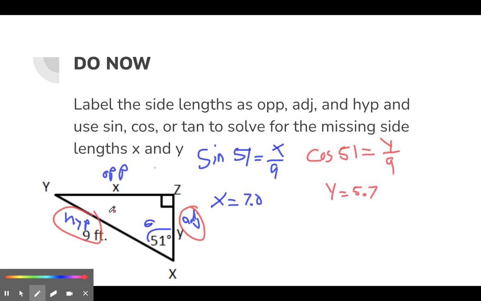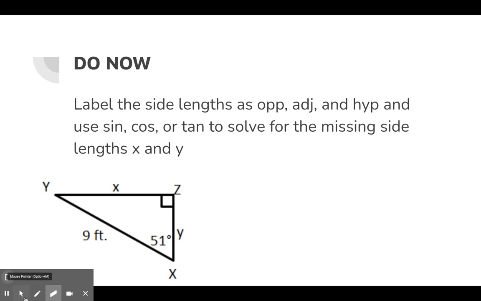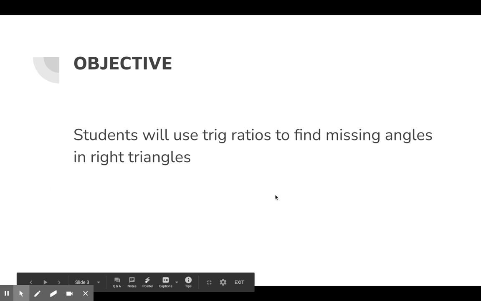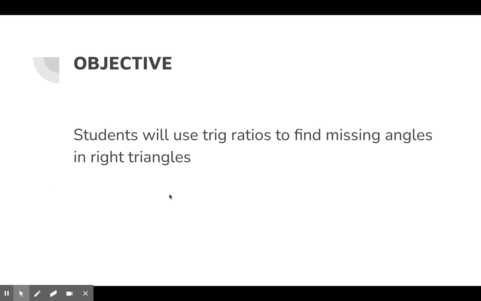Okay, so these are regular trig ratios, and we see that they help us find the side lengths of triangles. Okay, so trig ratios help us find side lengths. The objective of today is to use trig ratios to find missing angles in right triangles, right? So 8.3, like I said, found missing side lengths. Now with inverse trig, we're finding missing angles.